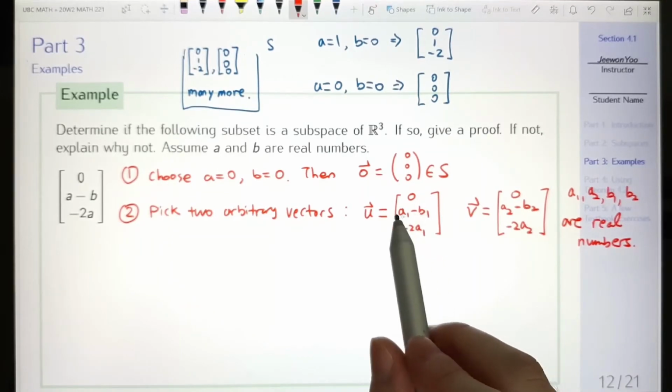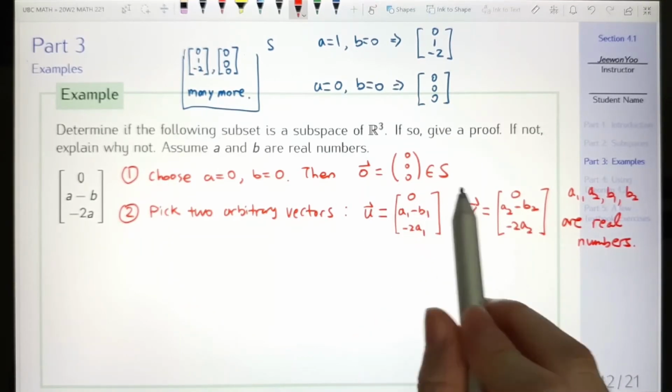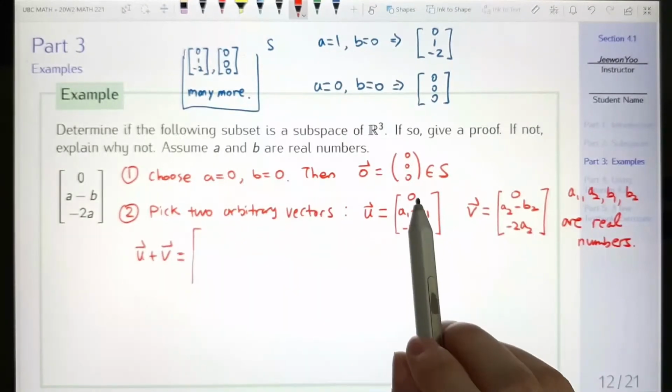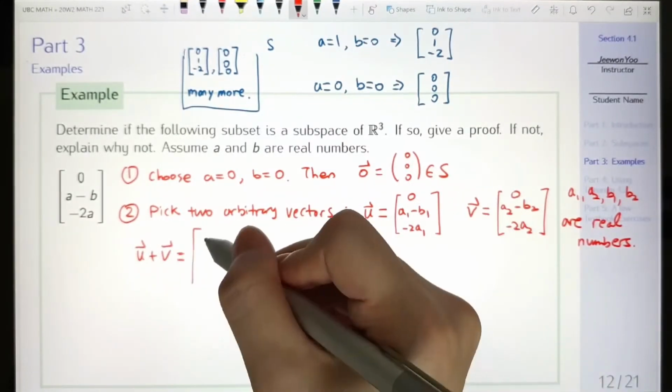How about we try to add u and v together? 0 plus 0 becomes this.